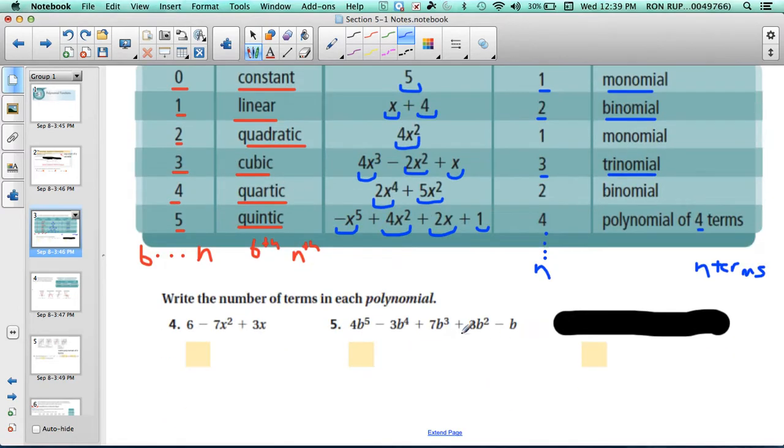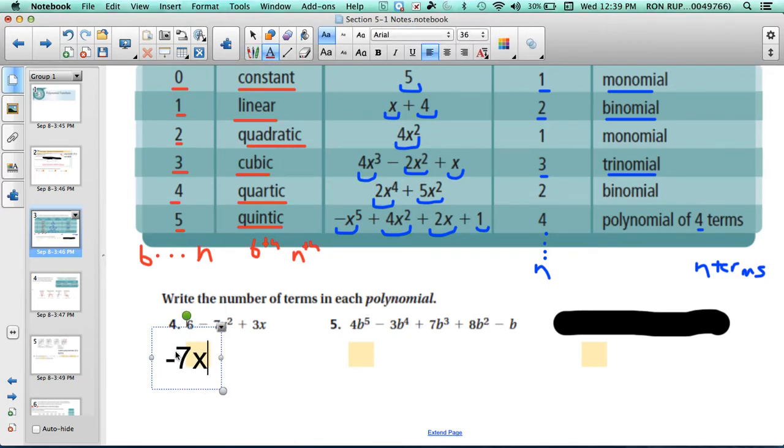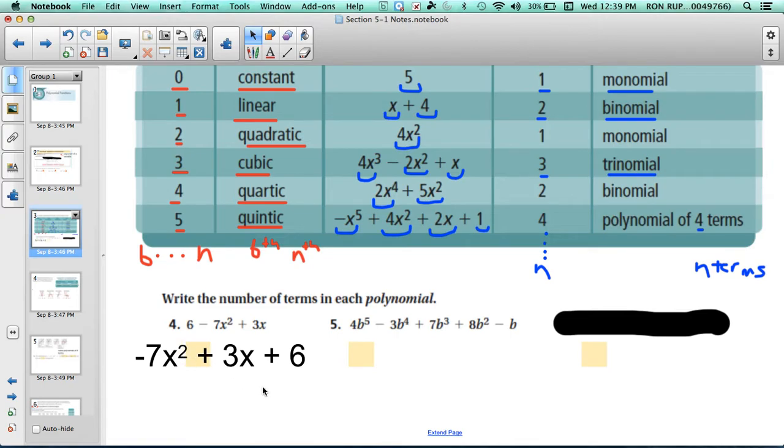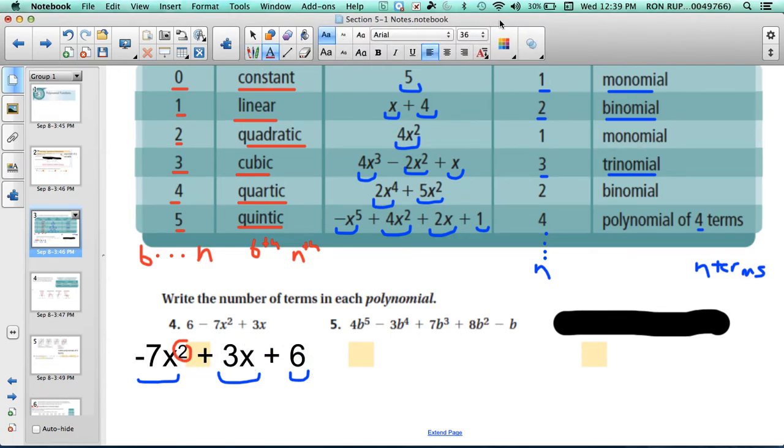So let's do some practice here. This one, we first need to write it in standard form. Negative 7x squared plus 3x plus 6. Now that it's in standard form, we can classify it. And we want to classify by looking at the number of terms, 1, 2, 3, and the degree of the leading term, 2. That means it is a quadratic because of the second degree and a trinomial because of the 3 terms. So we'll classify it as such.